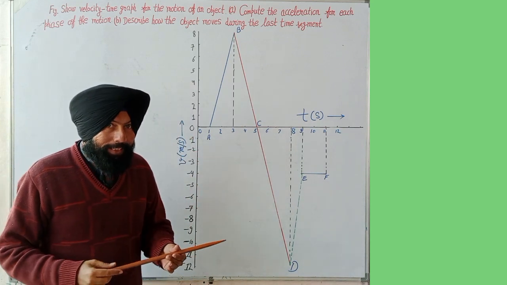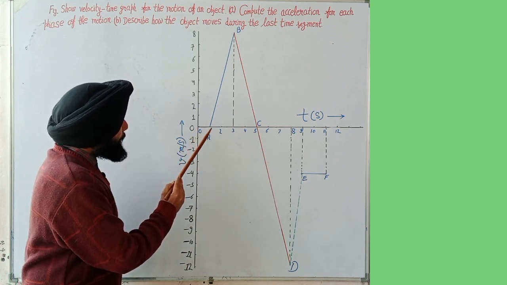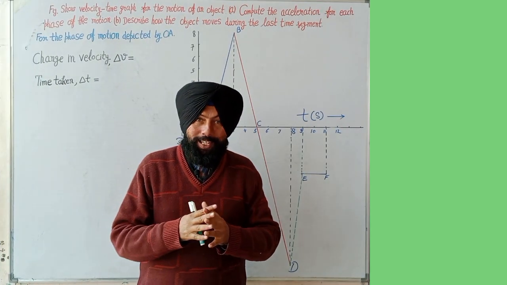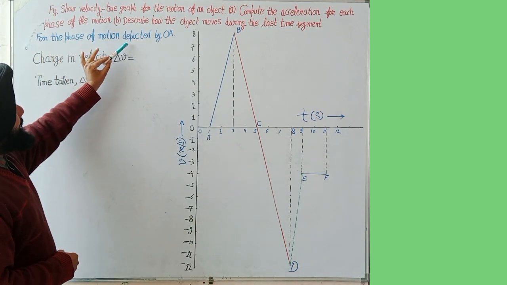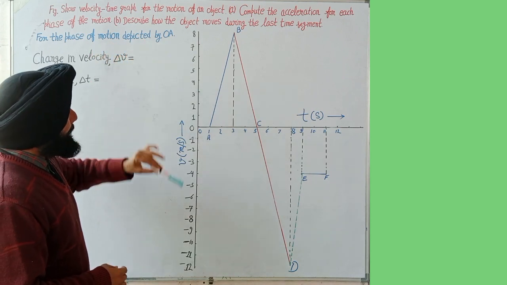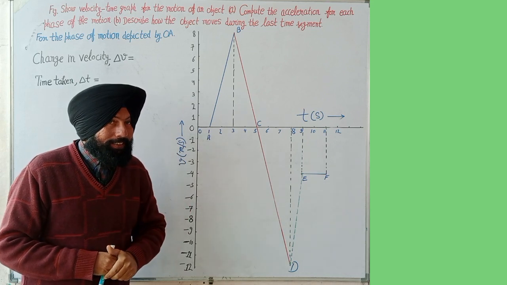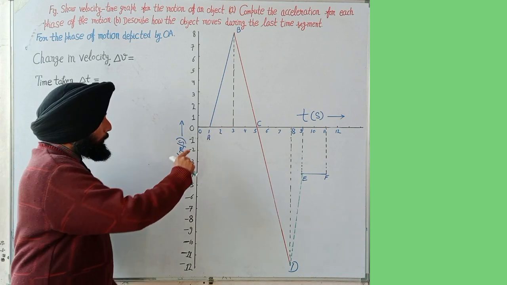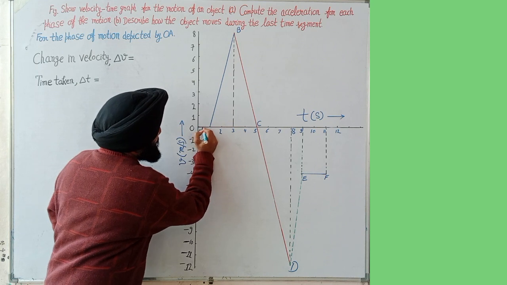So first of all, we will calculate the acceleration for the phase O to A. Now students, for the phase of motion depicted by OA, this path O to A.